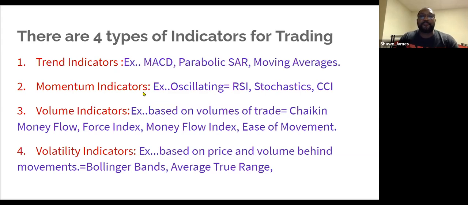The second one is momentum indicators, okay? This talks about the speed in which the price is moving, okay? The speed, okay? Momentum, okay? Of the price. And of course, we use the oscillating because it moves from fast to slow.